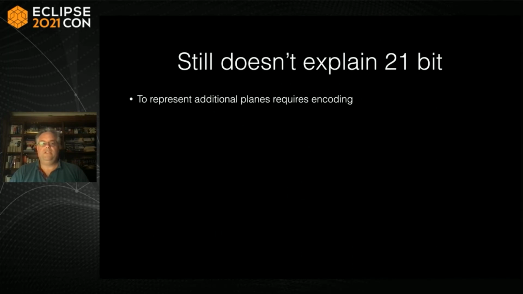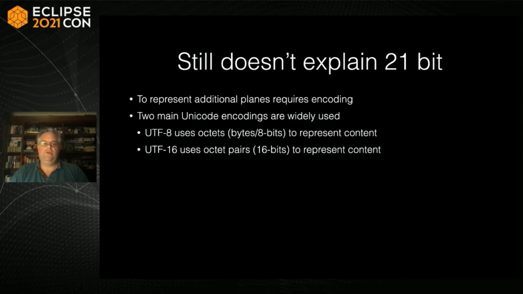And the thing is, to represent additional planes requires additional encoding. So you might wonder why they bothered going up to 16, why not stop at 15, or why not stop at 4? Well, the reason why it's 21-bit is because there's two different ways of encoding Unicode when it's transferred from one place to another. UTF-8, which uses bytes or octets to represent content, and UTF-16, which uses octet pairs or 16 bits or words to represent content.